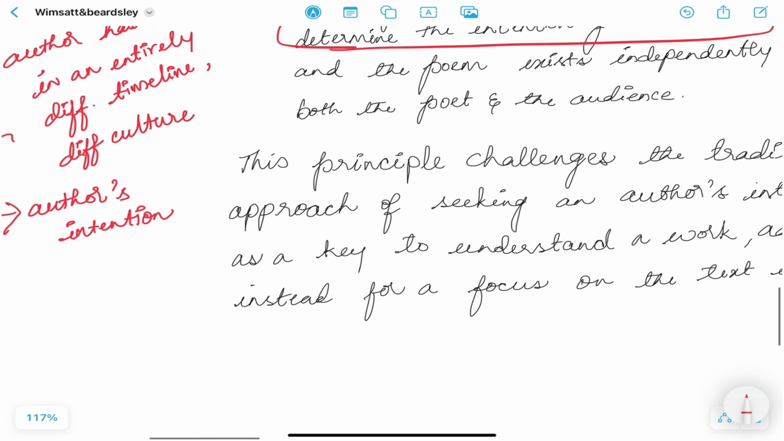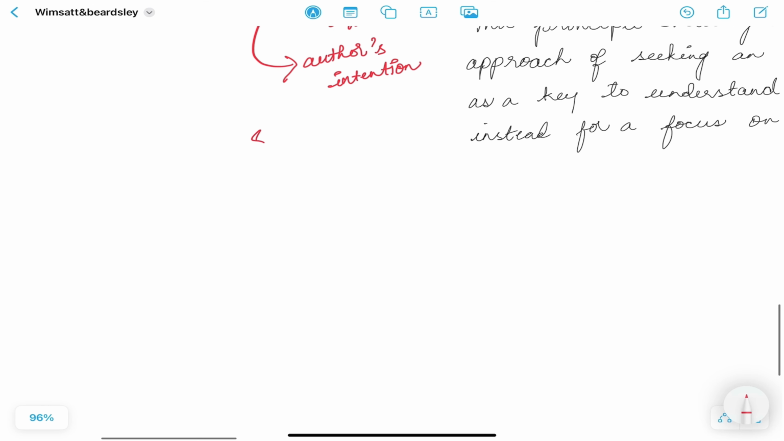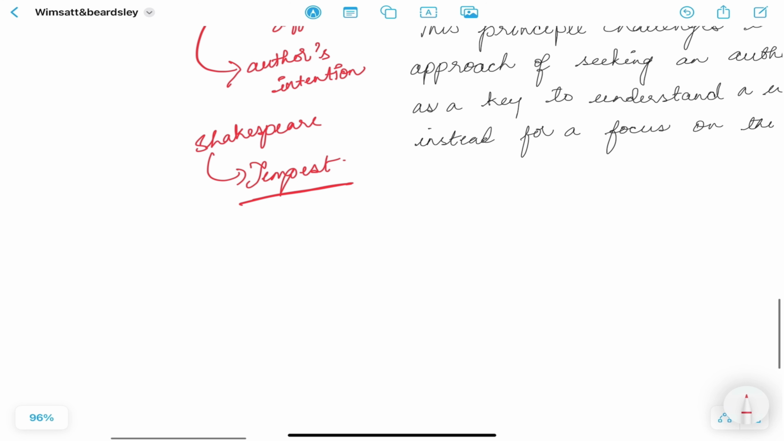All right, so for example, if you take the work of Shakespeare and try to read his Tempest, then you obviously cannot look into the depths of what Shakespeare has thought. What is his intention in writing Tempest? What is his intention in making Prospero's character that way? And what is he trying to teach with the character of Caliban or something like that? So you should always be analyzing the text with the text in hand and nothing outside the text.